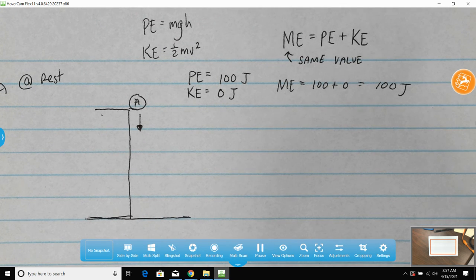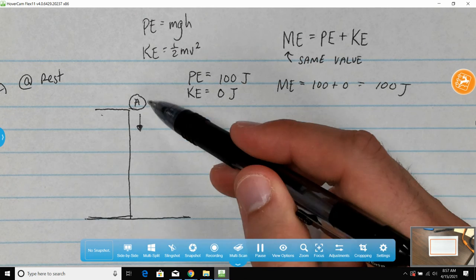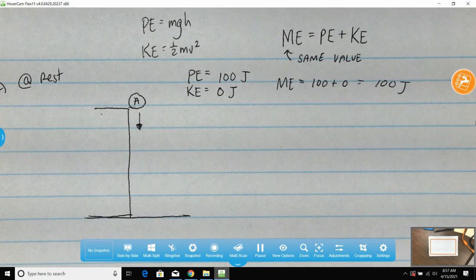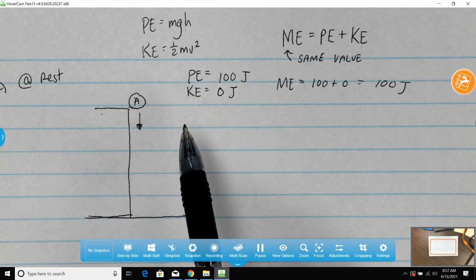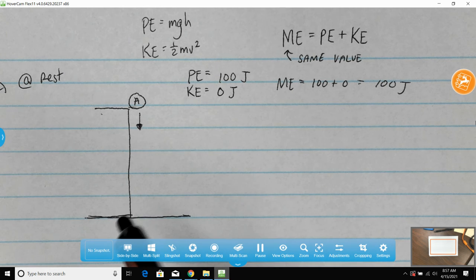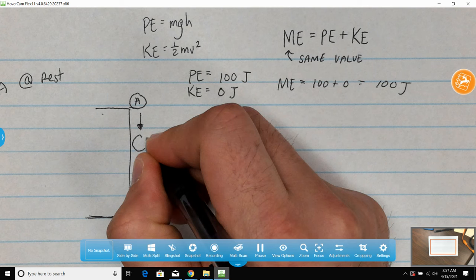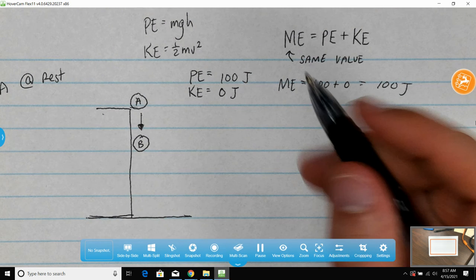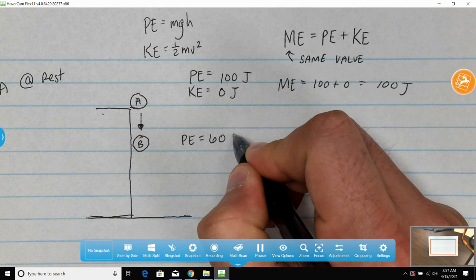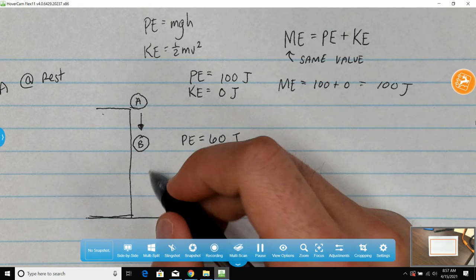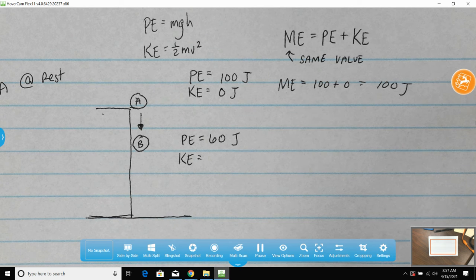So that means no matter what, at any single point along this fall or along this portion of motion, kinetic and potential have to add up to be 100. No more, no less. So let's say it falls and now it's here at point B. So if I said here at point B, the potential energy is 60 joules, what would my kinetic energy be?